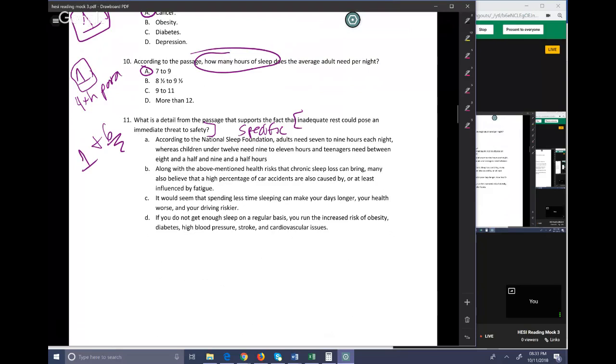Essentially the way I talk about it in reading 6 is, if I said the thing to you that it's wanting you to support, which in this case is inadequate rest could pose an immediate threat to safety, and you told me after I said that that I'm crazy, inadequate rest does not pose an immediate threat to safety, what would I want to come back with? What would I want to say back to you that would help me justify the fact that it does, in fact, pose an immediate risk?